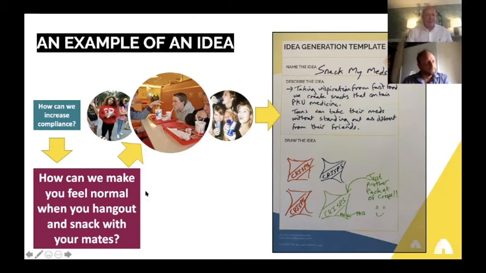So that's the process. That was an idea. But what do you do with it? It's on a piece of paper. You've got a lovely pro forma there. What else do you do, Zach? Can you help us?